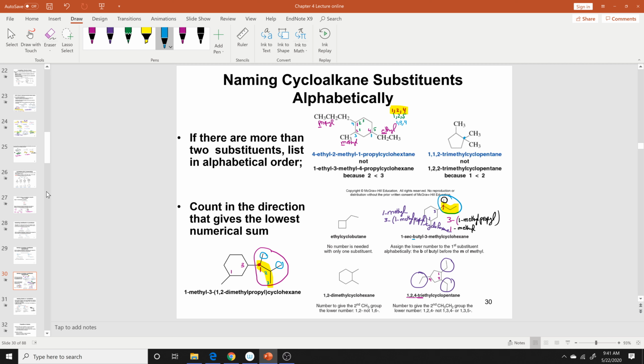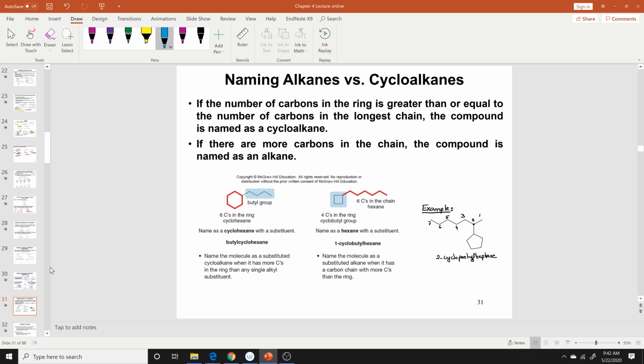Notice when I have 2 same groups coming off a carbon, then in that case they have to have the same number twice. So this is going to be 1, 1, and this is the lowest sum of numbers here to start numbering from this carbon, because you have 2 CH3s to give them the lowest number possible. So it's going to be 1, 1, 2. I didn't say 1, 2 trimethyl. It's not right. 2 numbers, 3 substituents. This is not right. You need to have your numbers in there equivalent to the number of substituents that you have. Okay, naming alkanes versus cycloalkanes, this is very important.